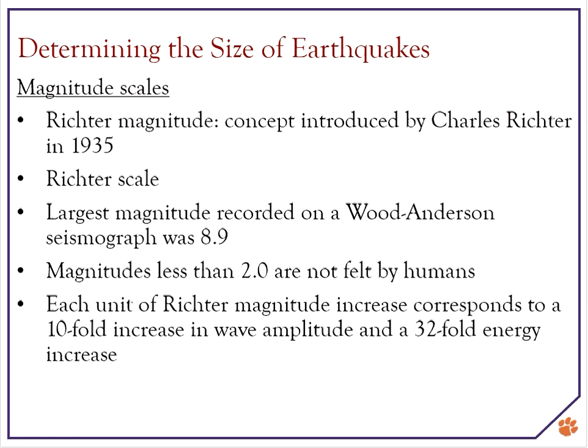So with the Richter scale, the largest magnitude which we could record on a Wood Anderson seismograph was 8.9, and magnitudes less than 2.0 are not felt by humans. Each unit of Richter magnitude increase corresponds to a tenfold increase in wave amplitude, which means between, say, 8.8 and 8.9, there will be 10 times larger wave amplitude going on.